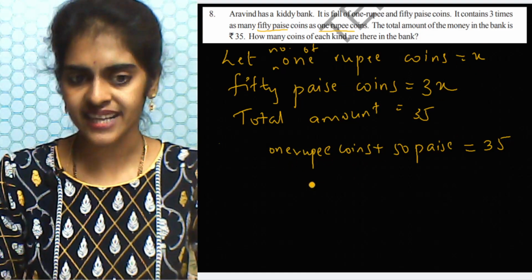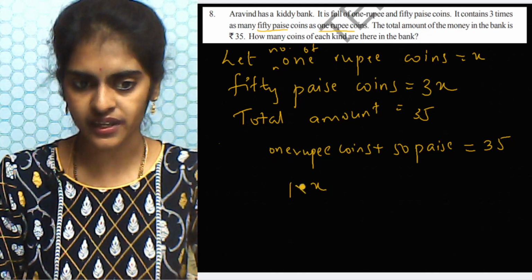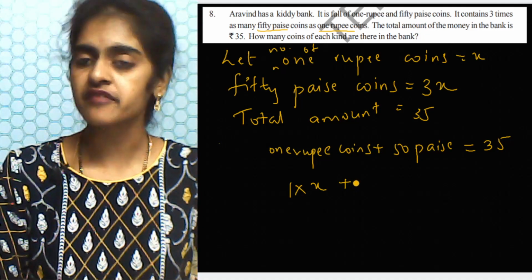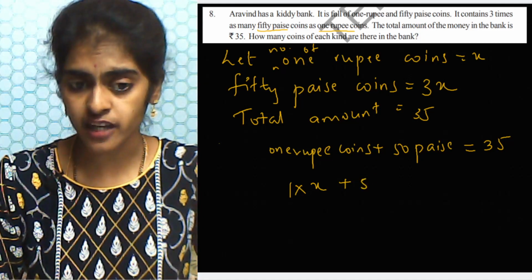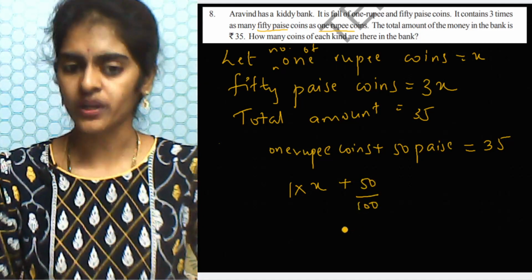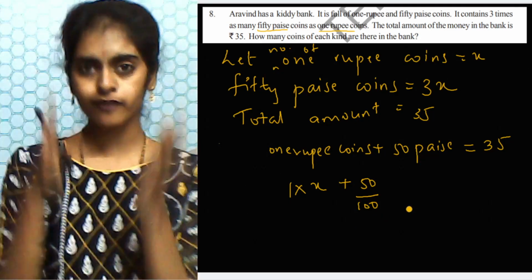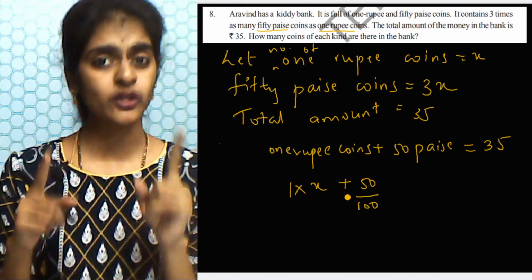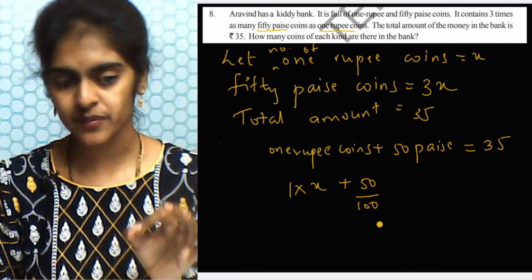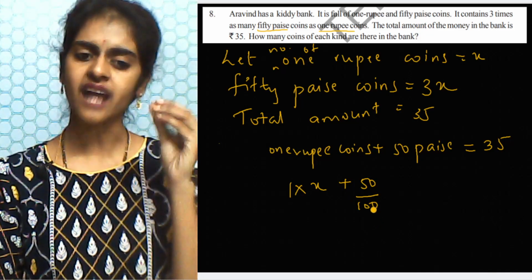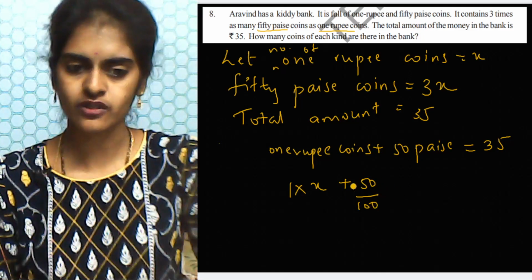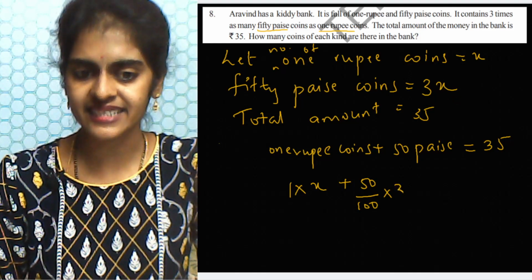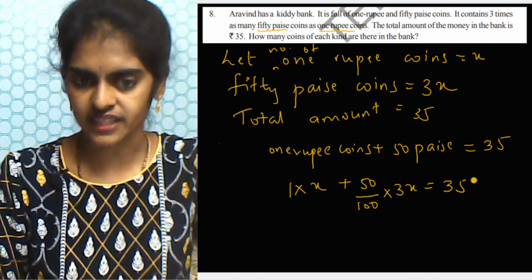1 rupee coins are x. So it is 1 multiplied by x. Plus, how many 50 paise coins are there? 50 paise value is 50 by 100. 50 paise is nothing but half of 1 rupee, isn't it? In 1 rupee you have 100 paise, so it is 50 by 100, or simply half of 1 rupee. So converting it into rupees, multiplied by how many are there? It is 3x, equals 35.